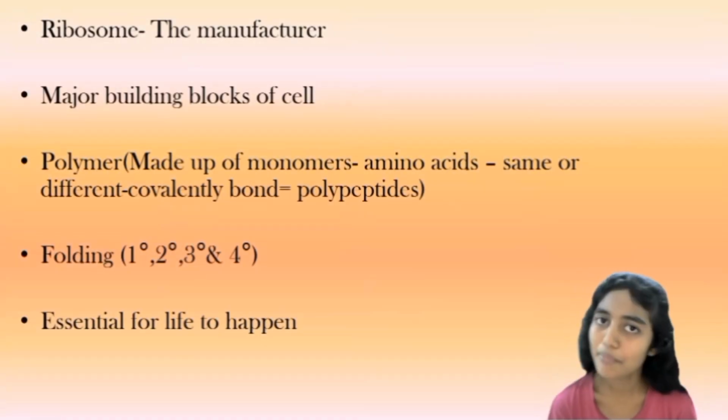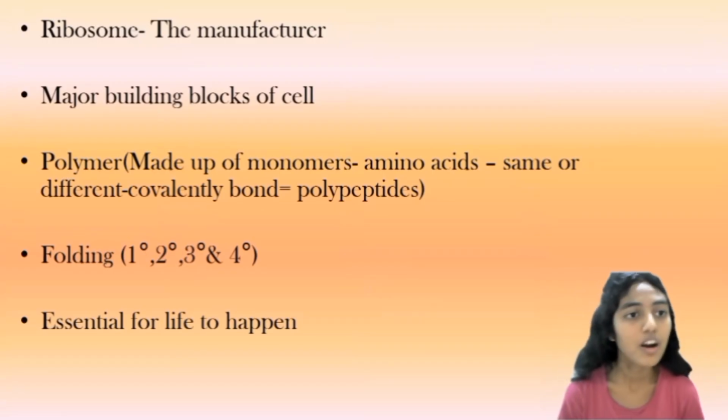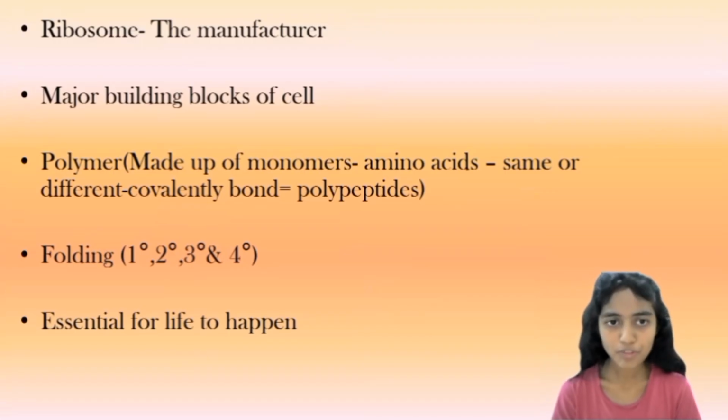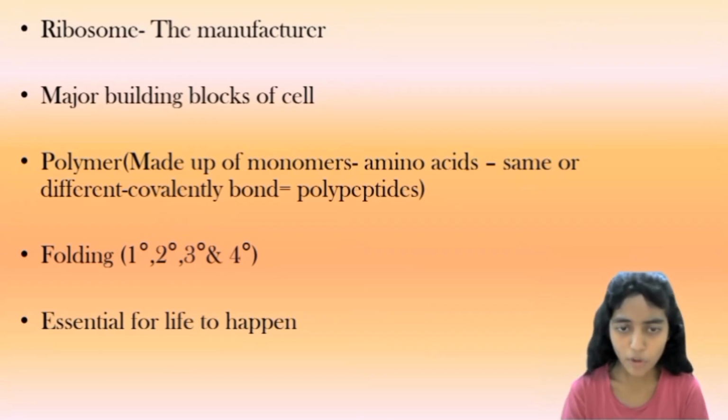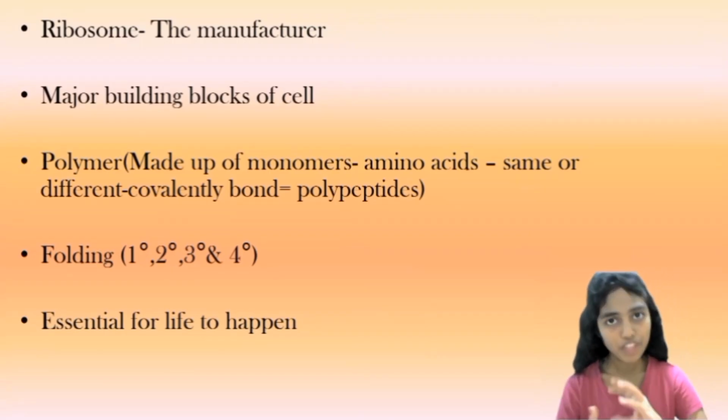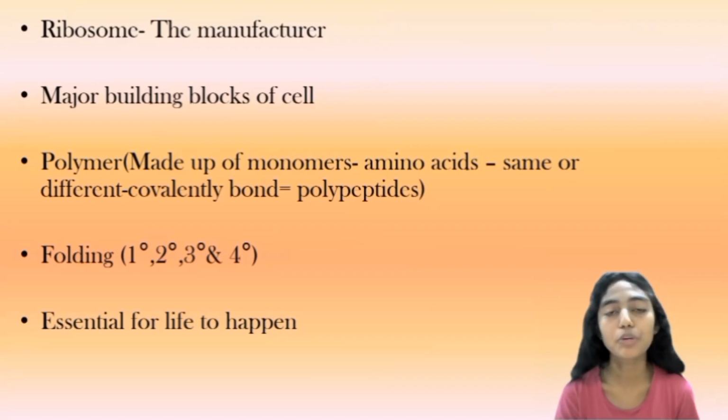So what are ribosomes? Ribosomes are the manufacturer of proteins, as we discussed. Protein is also the major building block of the cell. And how is protein formed? It is a polymer which is made up of many monomers, which are nothing but amino acids. They can either be the same or different, which are covalently bonded, and they result in the formation of polypeptides. These polypeptides will undergo folding that can lead to the formation of primary, secondary, tertiary, and quaternary structures.